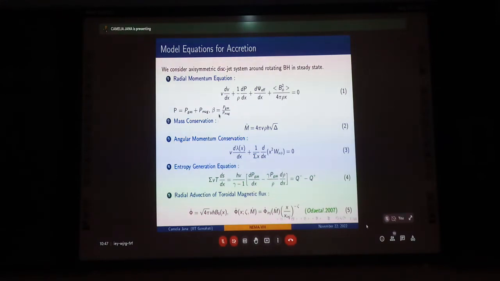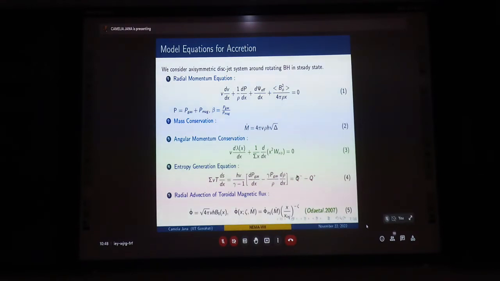To see how the magnetic field is affecting our theory, we introduce the plasma beta parameter, which is defined as the ratio of the gas pressure to the magnetic pressure. So this is the radial momentum equation. This is the mass conservation equation. This shows how the angular momentum will be transferred. And the fourth one is the entropy generation equation. The Q minus term is the cooling term. Here we are considering synchrotron cooling as the main cooling mechanism.